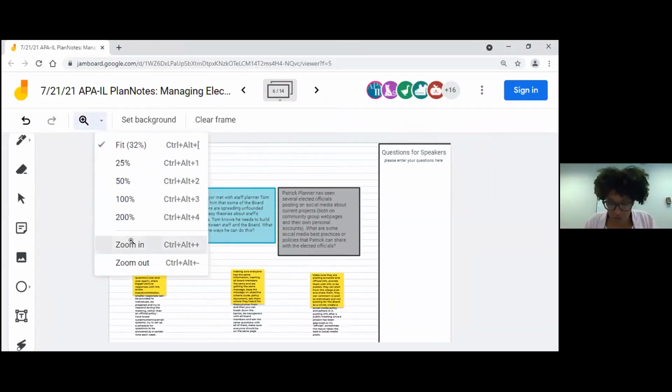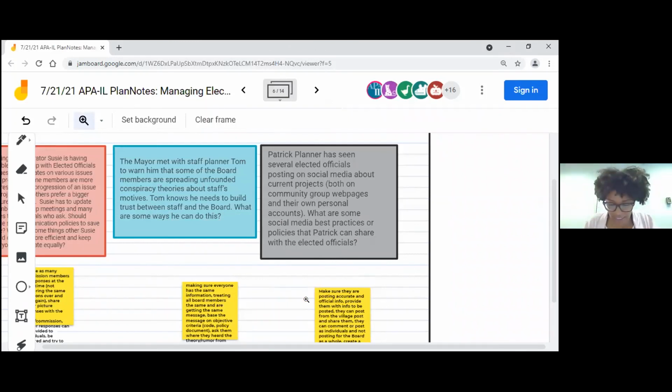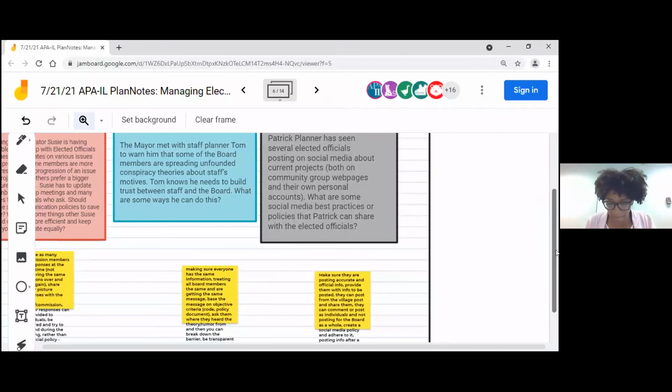Okay, let's do Patrick Planner. Patrick Planner has seen several elected officials posting on social media about current projects, both on community group web pages and their own personal accounts. What are some social media best practices or policies that Patrick can share with the elected officials?